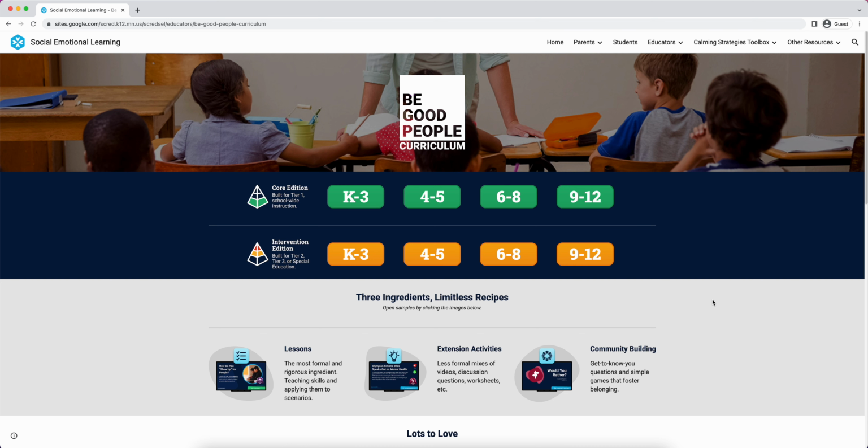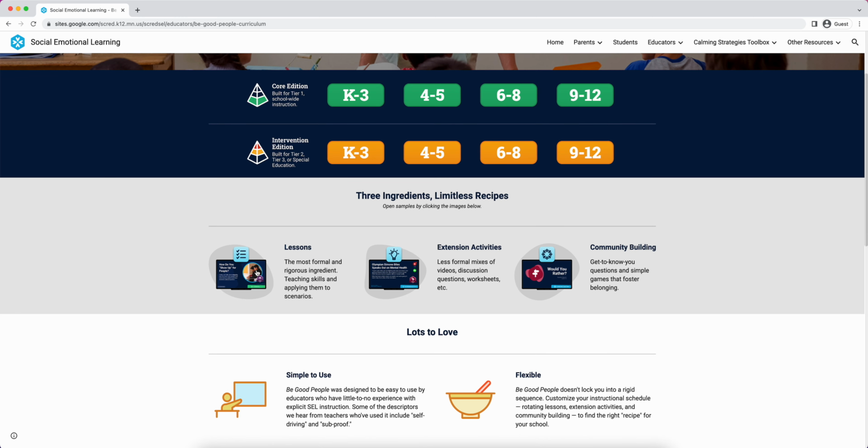The reason I'm doing that is I wanted to start by explaining the 3 ingredients, as we call them, of the Be Good People curriculum. The first one here on the left is lessons. That's the most rigorous and structured element of the curriculum. We're teaching discrete, definable skills step by step and then applying them to scenarios. That's what you might call the backbone when you're looking at your scope and sequence.